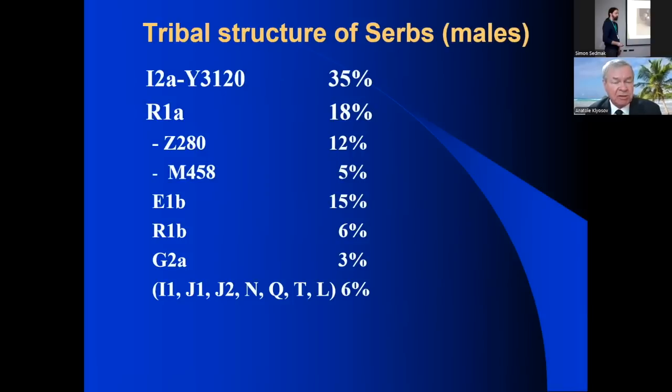R1A is 18%, mainly Eastern Slavs or descendants of Eastern Slavs, 12%, and M458, Western Slavs, 5%. E1B is 15%, R1B 6%, J2A 3%, and there are also many minor ones, of course quantitatively; it does not mean they are minor in significance. That's only 6% of the Serbs. They spread among a big number of different haplogroups: I1, J1, J2, N, Q, T, and L.